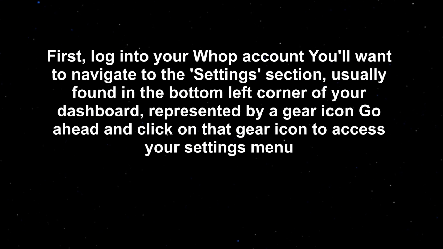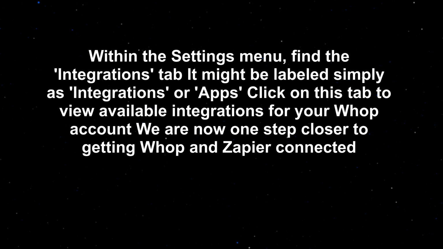You'll want to navigate to the Settings section, usually found in the bottom left corner of your dashboard, represented by a gear icon. Go ahead and click on that gear icon to access your Settings menu. Within the Settings menu, find the Integrations tab. It might be labeled simply as Integrations or Apps. Click on this tab to view available integrations for your Whop account. We are now one step closer to getting Whop and Zapier connected.